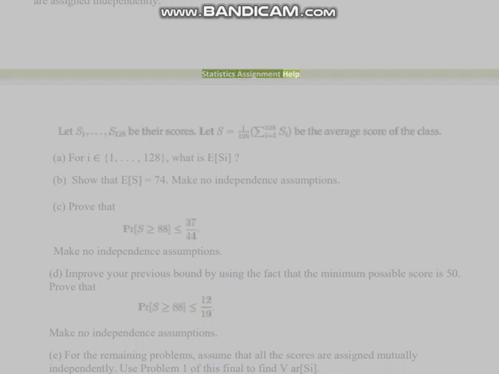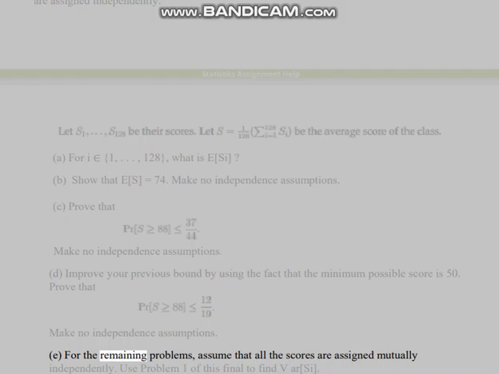A. For i in 1 to 128, what is E[C_i]? B. Show that E[S] equals 74. Make no independence assumptions. C. Prove that. Make no independence assumptions. D. Improve your previous bound by using the fact that the minimum possible score is 50. Prove that. Make no independence assumptions.